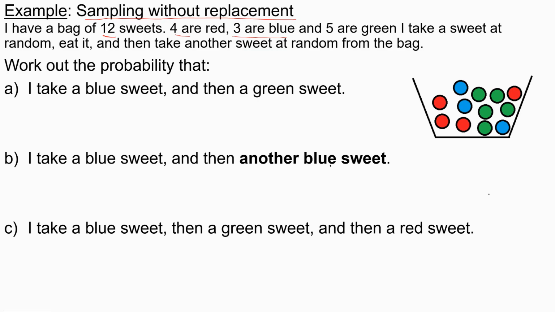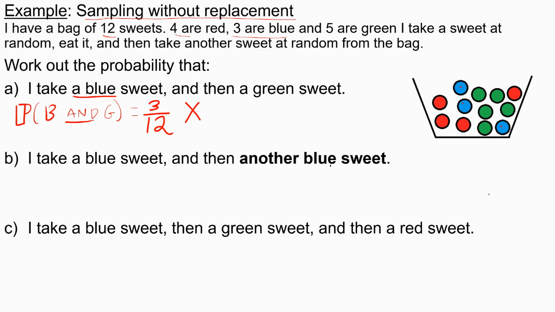So I'm going to write this as the probability of blue and green, so B and G. Now, we know that this is really the probability of B times the probability of G given B. But again, let's just think about this logically. What's the chance that I first take a blue sweet? Well, that's going to be 3 out of however many sweets I have, which is 12. And we generally think of "and" as times, so I'm going to say times.